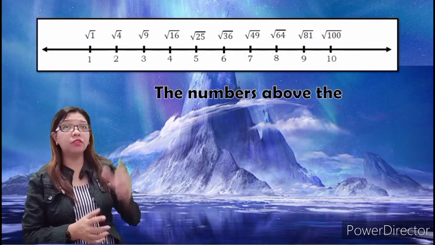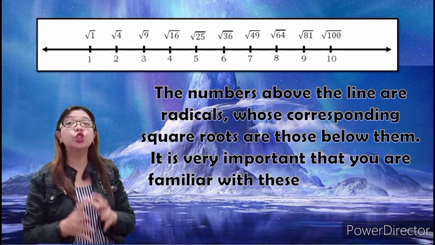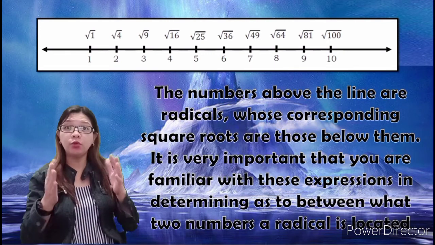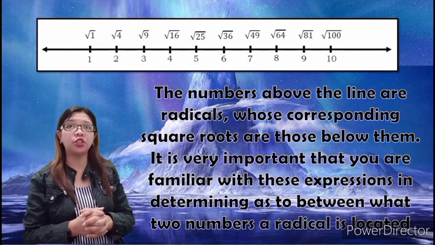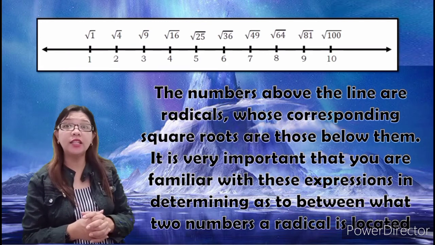The numbers above the line are radicals, whose corresponding square roots are those below them. It is very important that you are familiar with these expressions in determining between what two numbers or radicals the number is located.